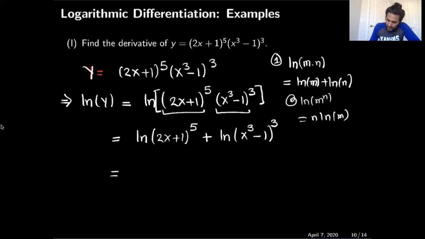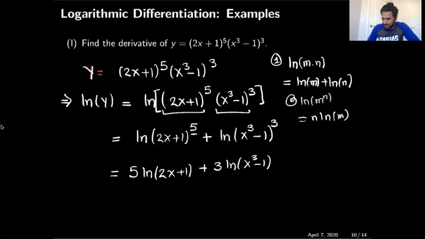The exponent flips over the log. So this is 5 times natural log of 2x plus 1, and this is 3 times natural log of x cubed minus 1. Now my function is simplified. So I can take the derivative of this function because this side is expanded as much as I can.